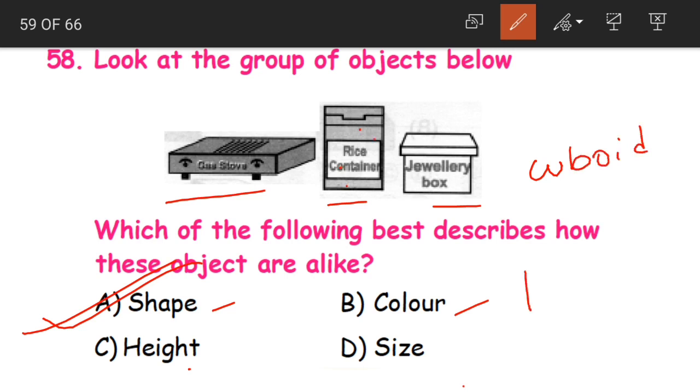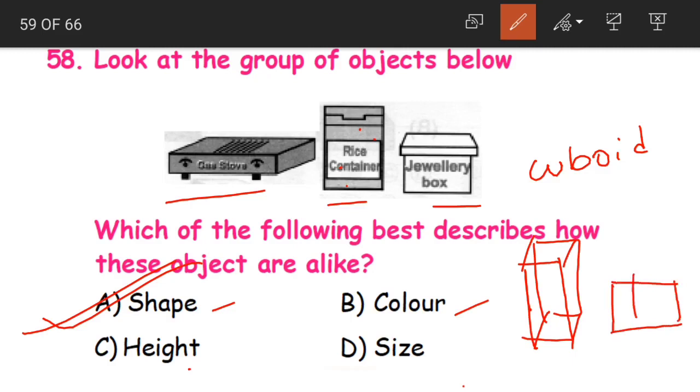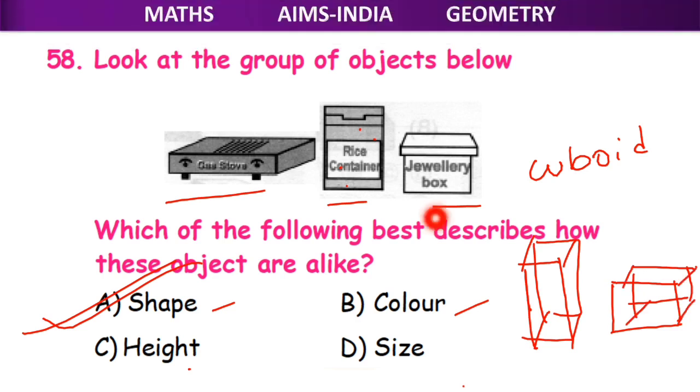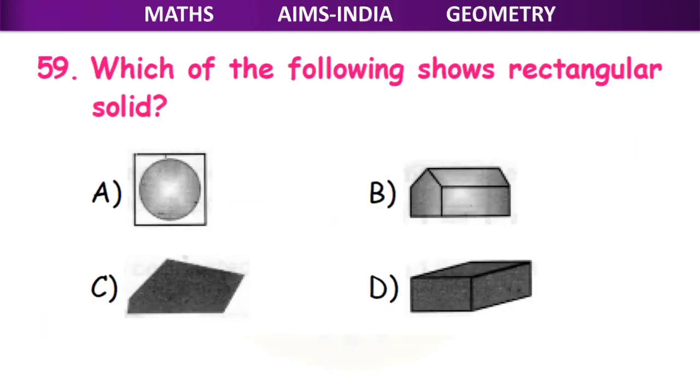See, rice container. The rice container is something like this. Isn't this a cuboid? Yes, it is a cuboid. Again, the jewelry box is also something like this, children. So again, this is also a cuboid. So these three objects of the group are alike based on their shape. They all follow the same shape, that is the cuboid.